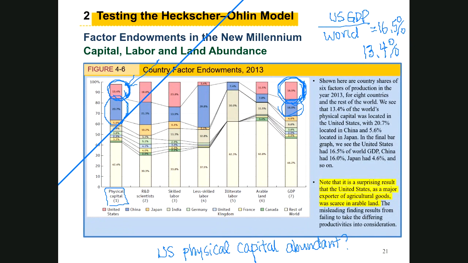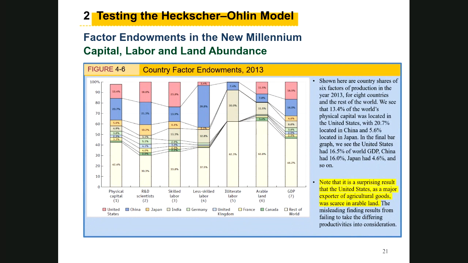If we move on to the other production input, we take a look at the R&D scientists. The US R&D scientists' portion of the world R&D scientists is equal to 19.5%. So we compare this one with which one? With this one, the US GDP to the world, right? And you realize this is actually larger than this. So based on this, we could conclude that the US is abundant in R&D scientists.